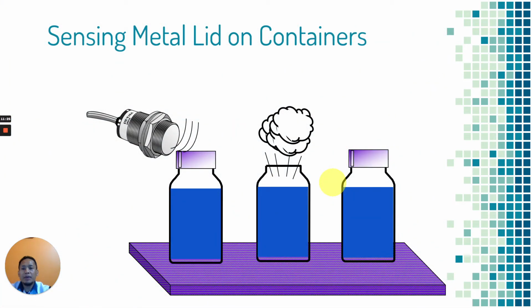And this is an application using a sensor for sensing a metal lid on a container. So the sensor is used to detect a metal container. And for example, this one is an uncapped container. There is no cap here, so we need to identify it.